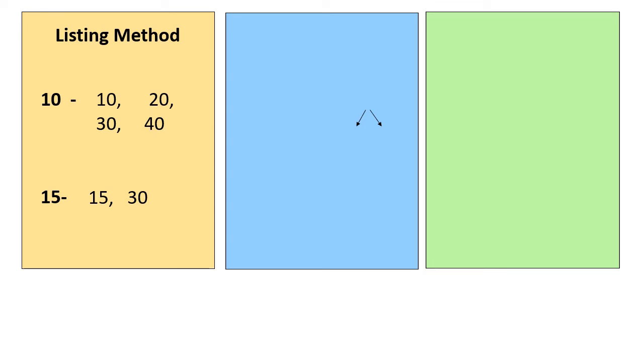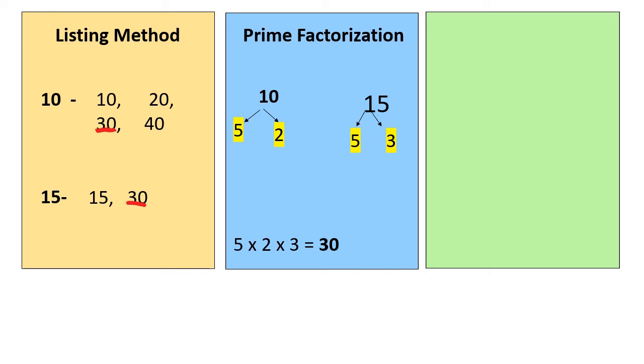Kapag ang iba naman sa inyo ay gumamit ng prime factorization, tingnan natin. So, listahan natin si 10. When you multiply 5 and 2, the product is 10. And how about 15? So we have 5 and 3. So ang gawin dyan, 5 times 2 times 3 is equals to 30. Ayun. So that is prime factorization. How about continuous division? So sa continuous division, listahan natin si 10 and 15. You think of a number that is divisible by 10 and 15.